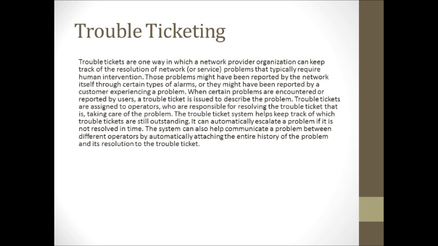Trouble ticketing. Trouble tickets are one way in which a network provider organization can keep track of the resolution of network or service problems that typically require human intervention. Those problems might have been reported by the network itself through certain types of alarms, or they might have been reported by a customer experiencing a problem. When certain problems are encountered or reported by users, a trouble ticket is issued to describe the problem. Trouble tickets are assigned to operators who are responsible for resolving the trouble ticket, that is, taking care of the problem. The trouble ticket system helps keep track of which trouble tickets are still outstanding.